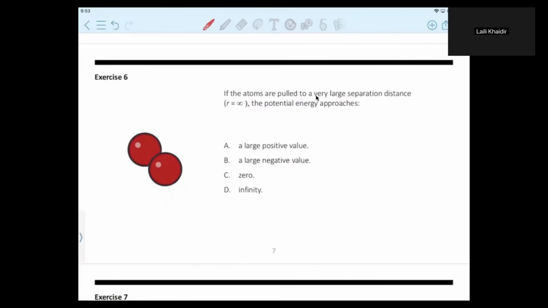Question 6, if the atoms are pulled to a very large separation distance, which is R equivalent to infinity, the potential energy approaches which value? We know that at infinity, the atoms will no longer experience attractive force. So attractive force is equivalent to 0, meaning that potential energy is also equivalent to 0.